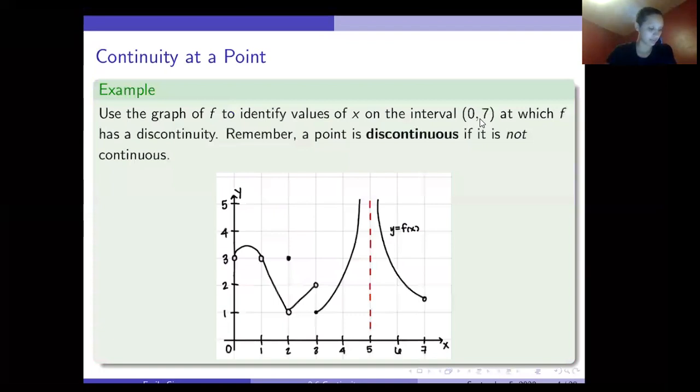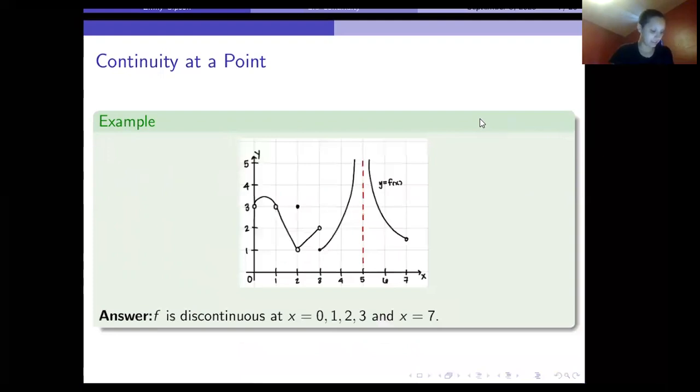So let's go at this with an example. I want you to use the graph of f to identify values of x on the interval 0 to 7 at which f has a discontinuity. Remember, a point is discontinuous if it is not continuous. So here's this graph. Go ahead and pause this video and see if you can come up with places where this graph is discontinuous. And then join me back in a moment or two.